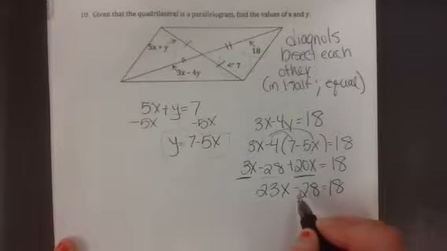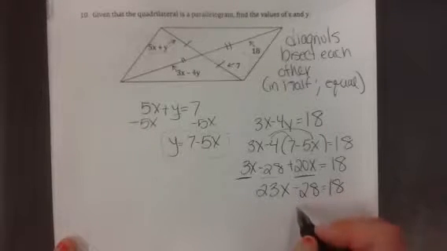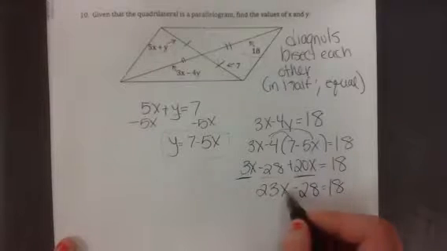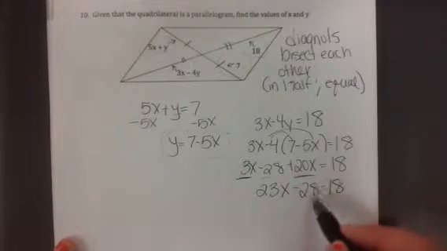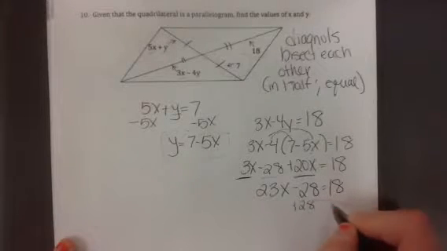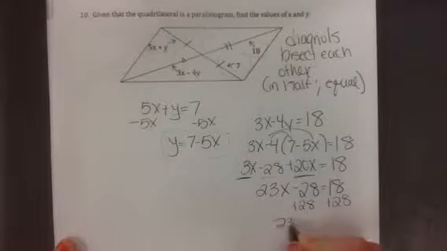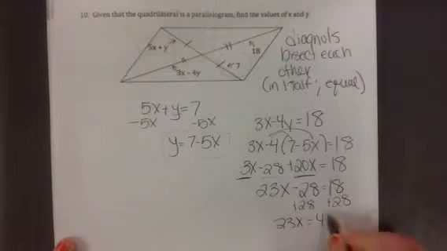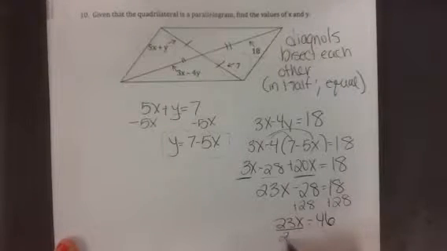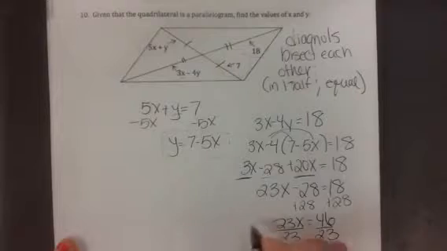Two-step equation. So notice we need to take care of what's not attached to our variable first, so we can't do anything with this 23 yet. But we are going to take care of this. It's a negative 28, so that means we need to add 28 to both sides to kind of get rid of it. So we're left with 23x is equal to 46. And then just solving for x, we divide by 23. And so x is equal to 2.